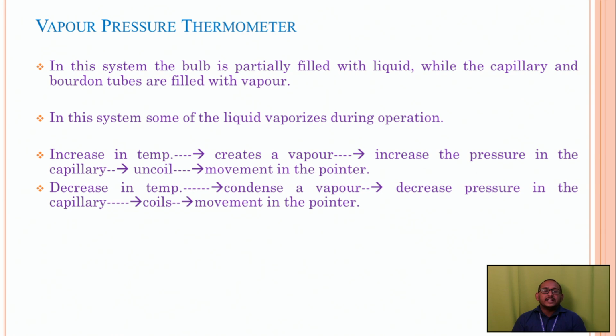And then the decrease in temperature. When the temperature decreases, the vapor condenses, so that it decreases the pressure in the capillary tube, the coil coils back, and the pointer moves on the scale.